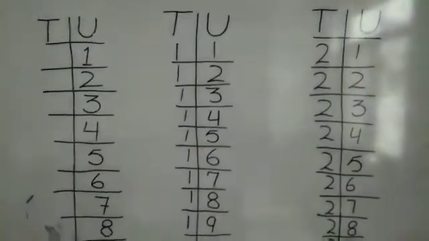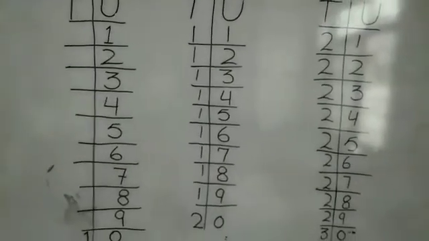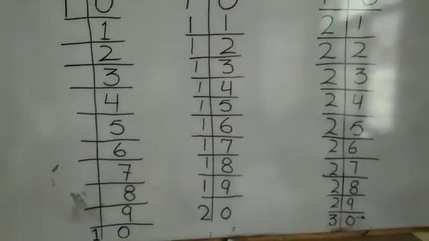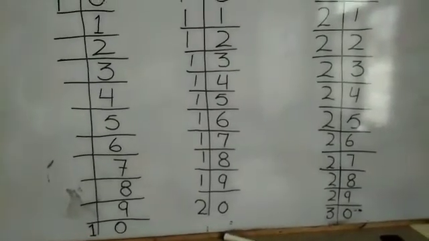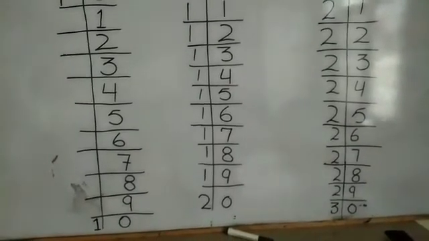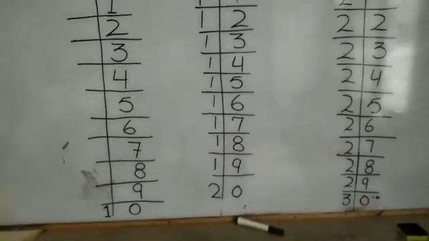And in this, 1, 1, 11, 1, 2, 12, 1, 3, 13, 1, 4, 14, 1, 5, 15, 1, 6, 16, 1, 7, 17, 1, 8, 18, 1, 9, 19, and 2, 0, 20.